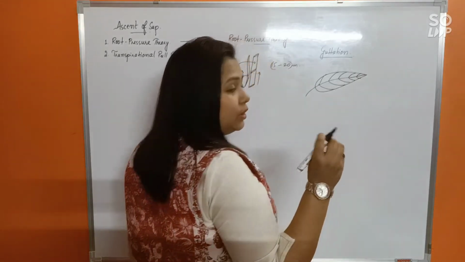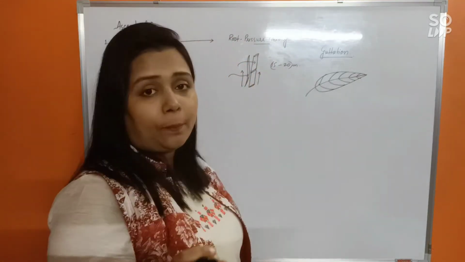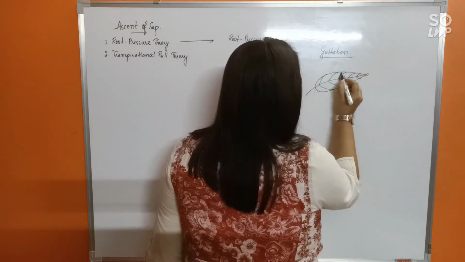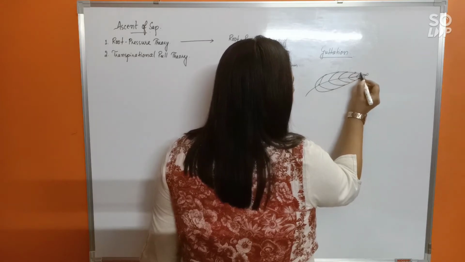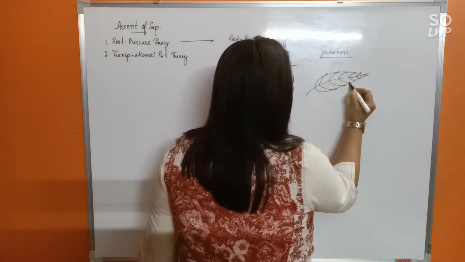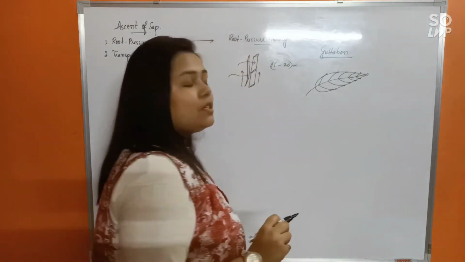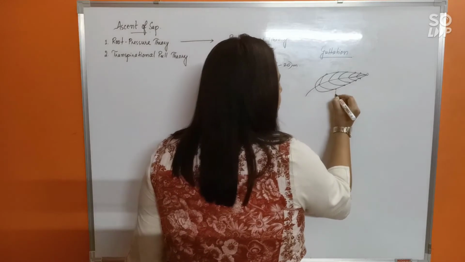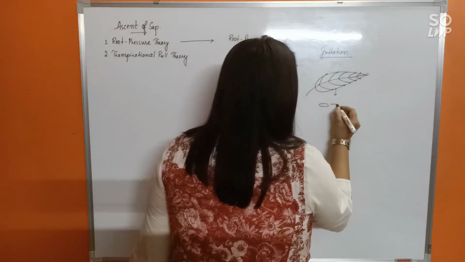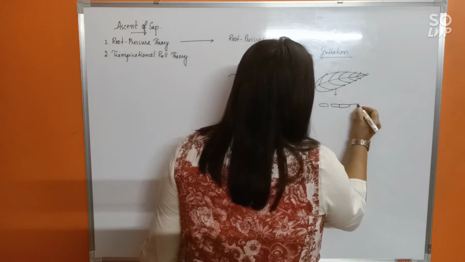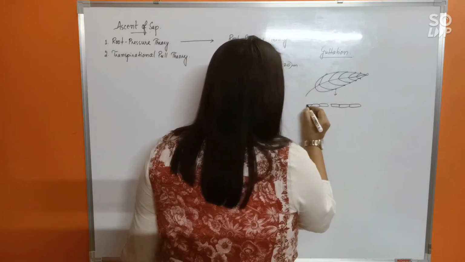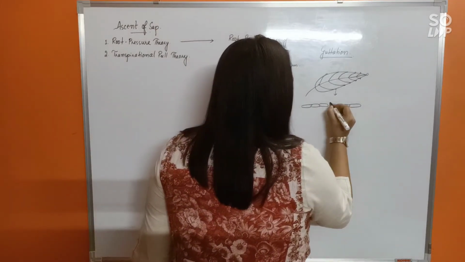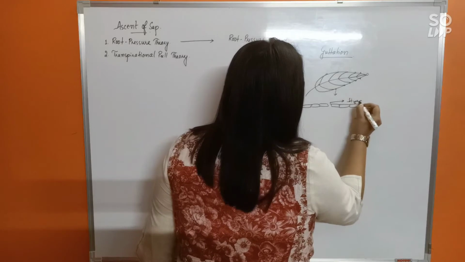Guttation is loss of water from the plant body in the form of water droplets, and the droplets will mainly arise at the tip of the leaf or in the margin, especially at the vein endings. In these vein endings, the water is released. Why is this water being released at these sites? If you zoom in, you will find that in the epidermis of such leaves, a gap or pore is present. This pore is known as hydathode.